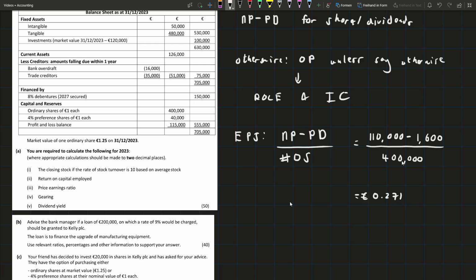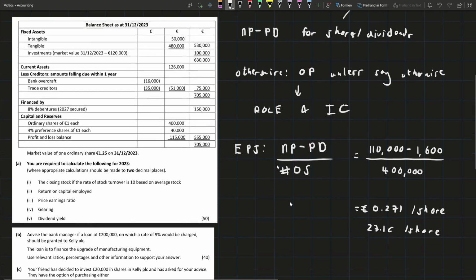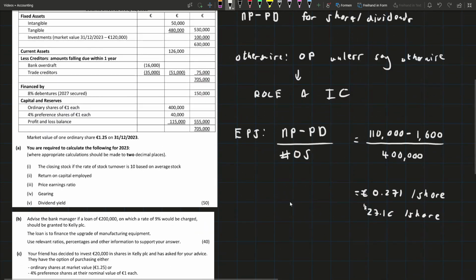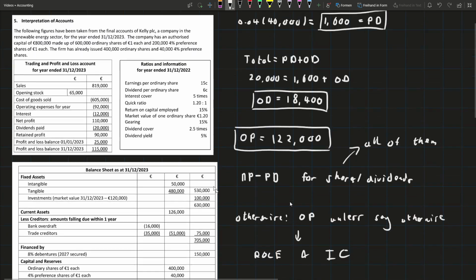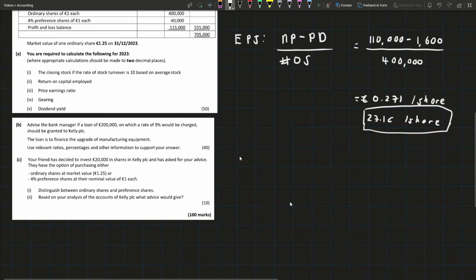And then since on the bottom we had shares, if you do a little dimensional analysis, we have money per share. So this is going to be in euros per share. Or you can change it to 27.1 cents per share, which is usually what they do. You can see that's a big improvement. So we'll give that a little box. So it's earnings per share. Dividends per ordinary share. Okay.